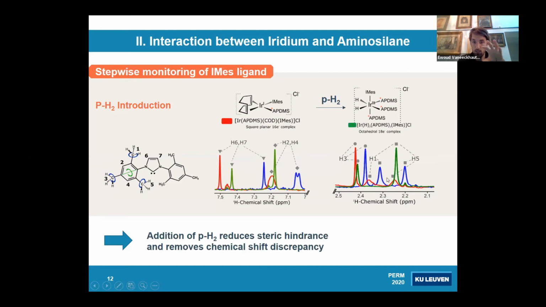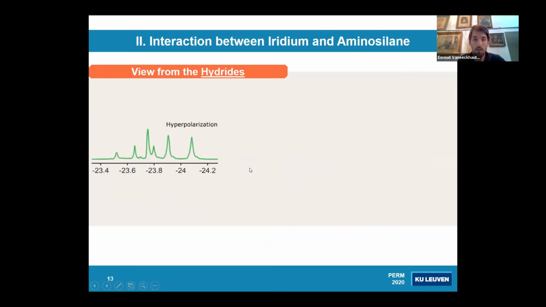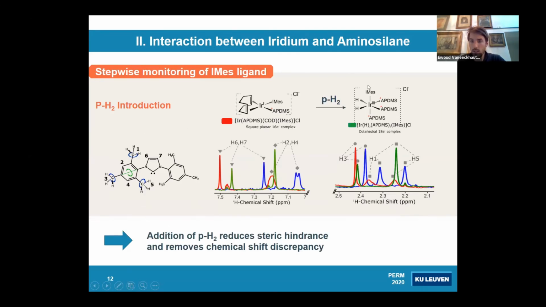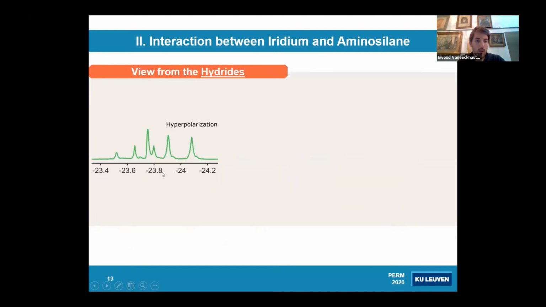Indeed, aminosilane is quite good in interacting with our catalyst. Now the hydrides, as you may expect, if you only have this type of catalyst in solution, you should only expect one resonance, so you have a symmetric system. We have multiple, which we explain because we use the deuterated solvent in which you can make multiple amine functionalities, in which also these can shift.